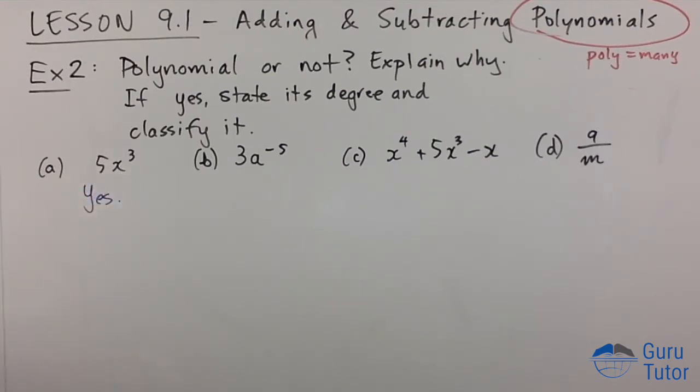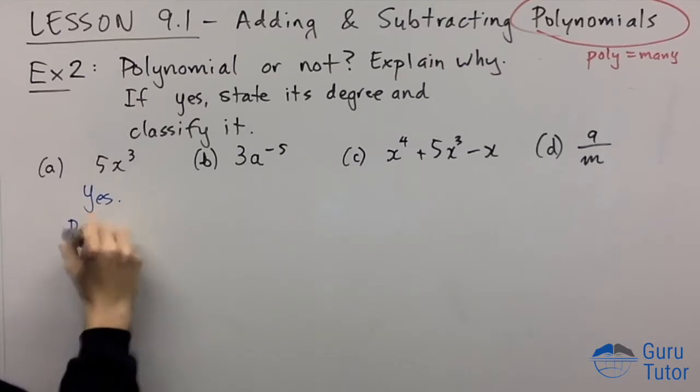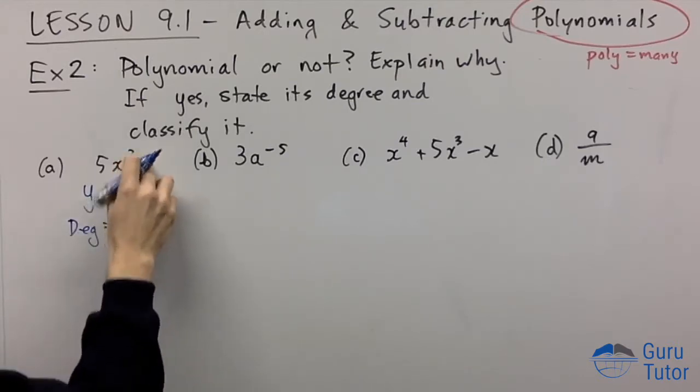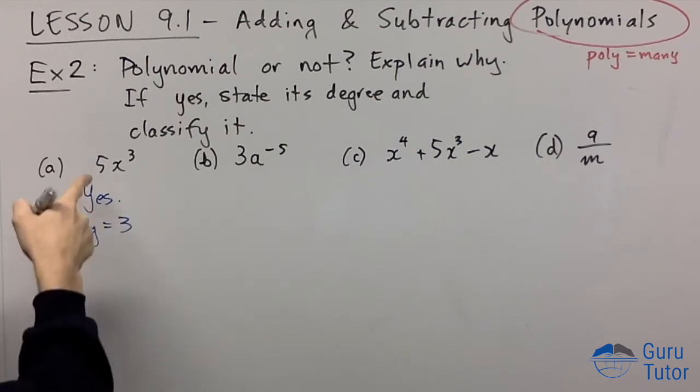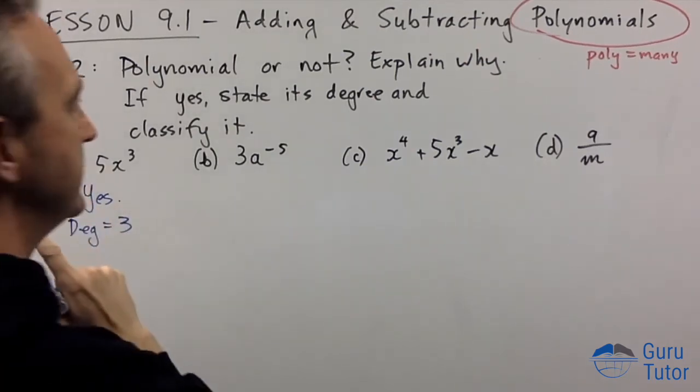Classify it. What is its degree? Sorry, degree is, what's the highest exponent you can see? Well, there's only one exponent, 3, so this is degree 3. The leading coefficient would be 5, but we're not asked for that.